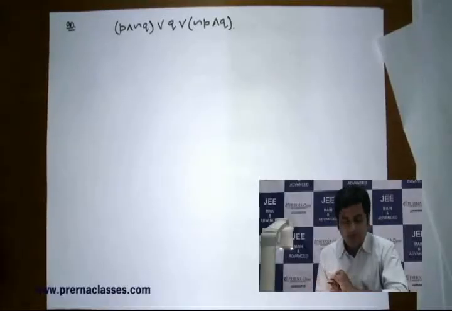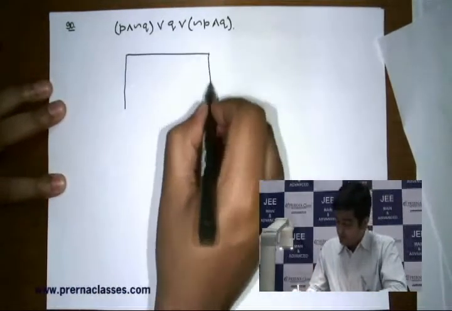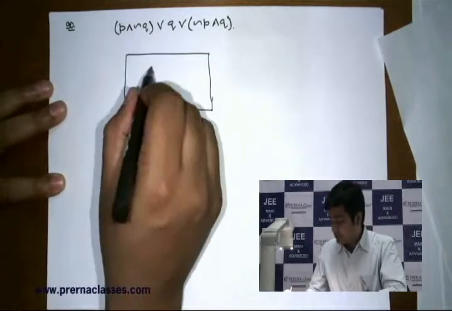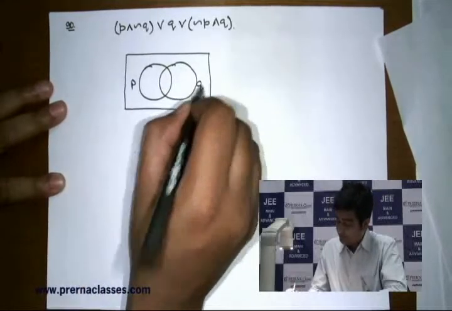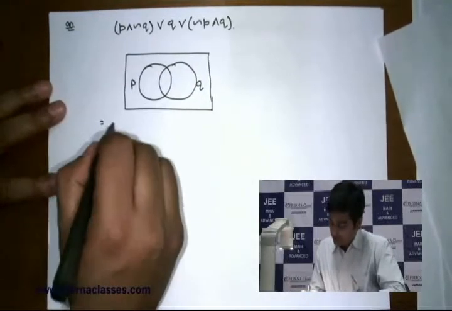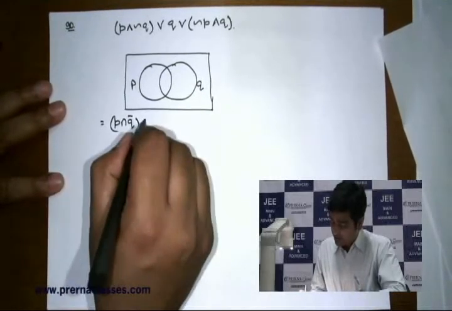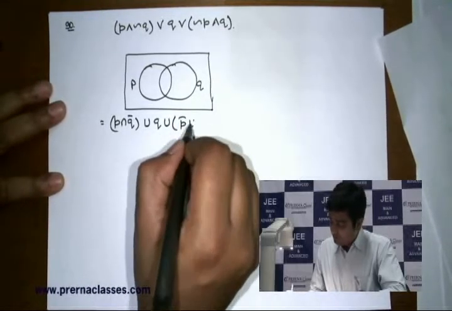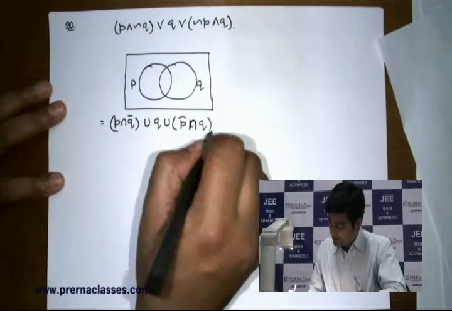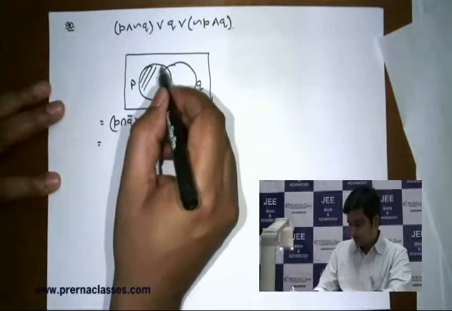Next problem is related to Boolean algebra. You have one expression given and you have to figure out which one is equivalent to that. If I am going ahead with a Venn diagram in this case, the first expression you can check is nothing else but P intersection Q bar, then you have union of Q, then you have union of P bar intersection Q. P intersection Q bar is clearly going to be this.